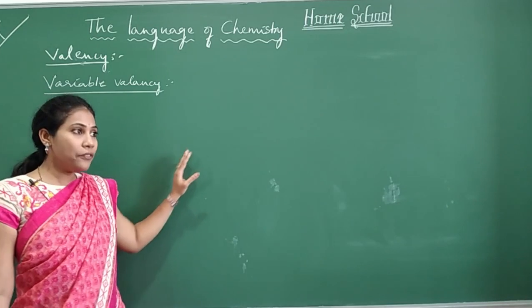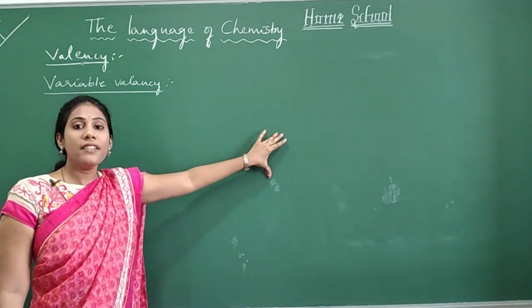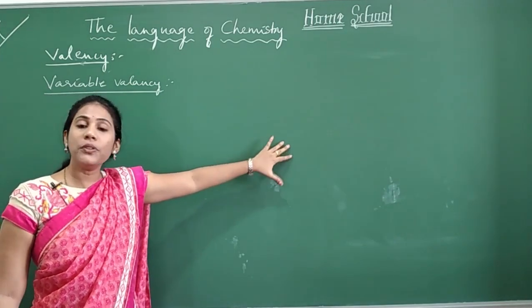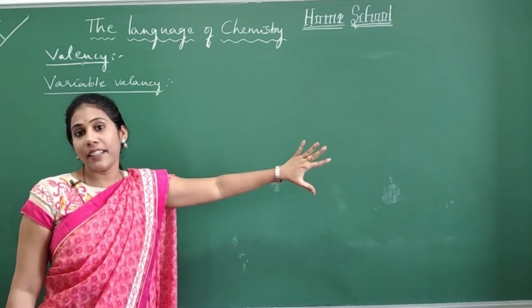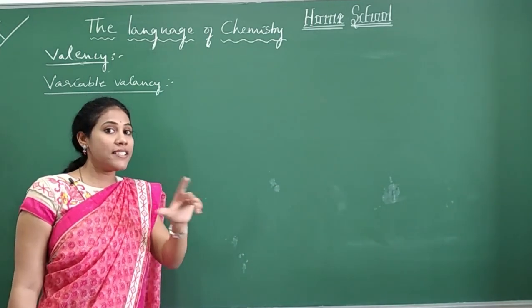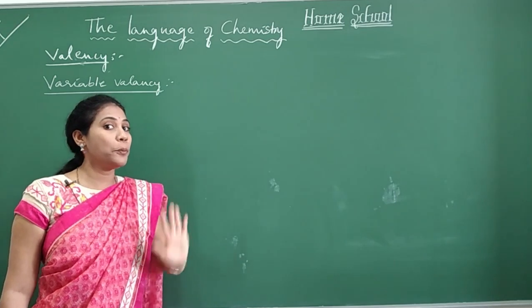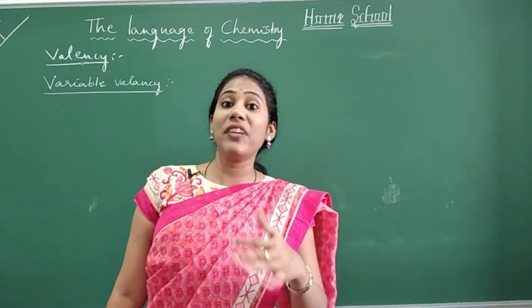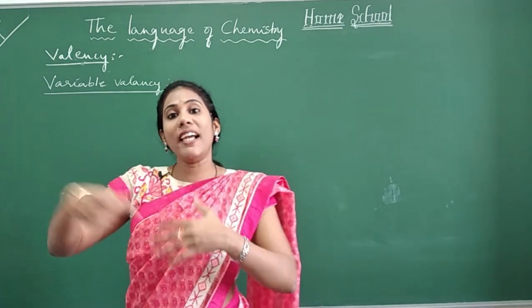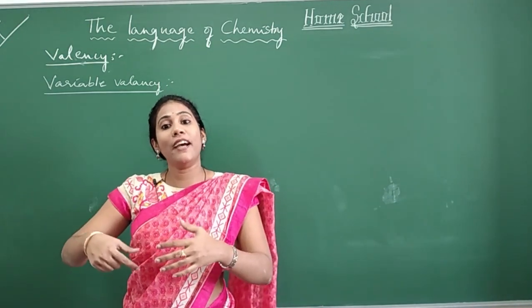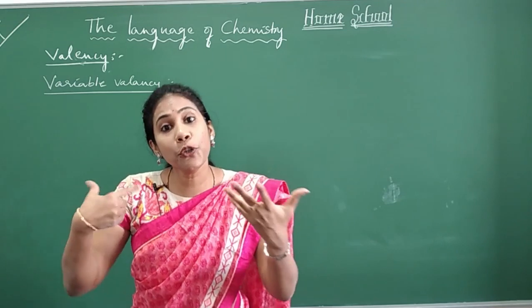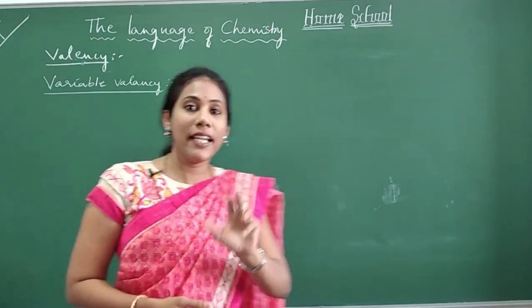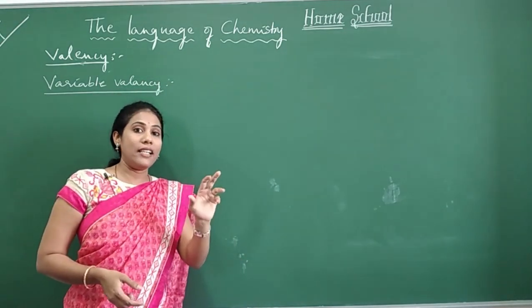If you can observe, I gave you valencies of group 1, group 2, then 13th to 18th. But I did not give valencies of group 3 to group 12 elements. Isn't it? It is because they have variable valency. Each element can have 2 or more than 2 different types of valency. Okay, that is called variable valency.